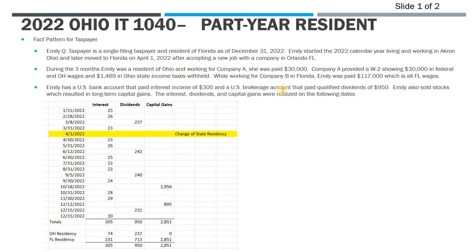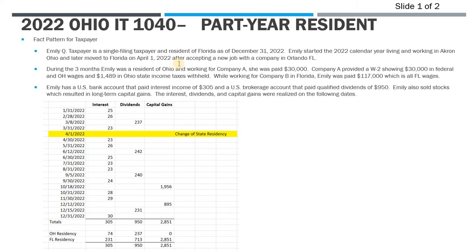And then I've also got just two slides here, one covering the background information on the fact pattern that we're going to be looking at, and a second slide with some Ohio notes. So we'll start with the fact pattern, then look at the notes, and then get into the return. Our taxpayer here is Emily. She's a single filing taxpayer and resident of Florida at the end of 2022. She started the year living and working in Ohio and then moved to Florida on April 1st after accepting a new job in Orlando.